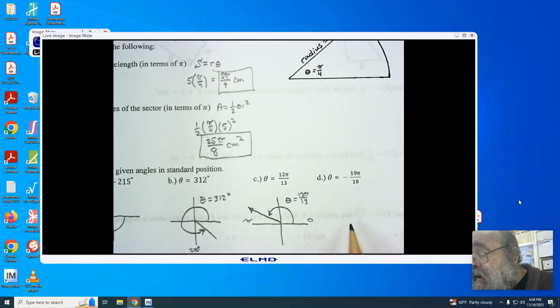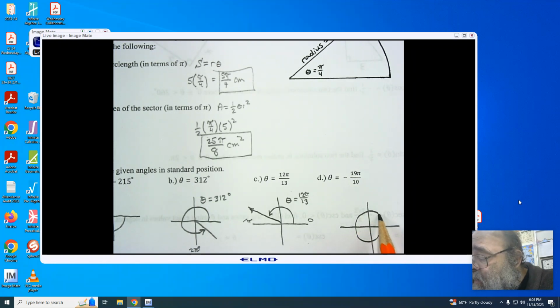Last one, D. Once again, we're going clockwise because it's negative, and you'll notice it's not quite 2 pi. Well, negative 2 pi would be going all the way around, so we're going to stop somewhere in the first quadrant just before we get to 2 pi. And then we put our theta, and the theta is negative 19 pi over 10.